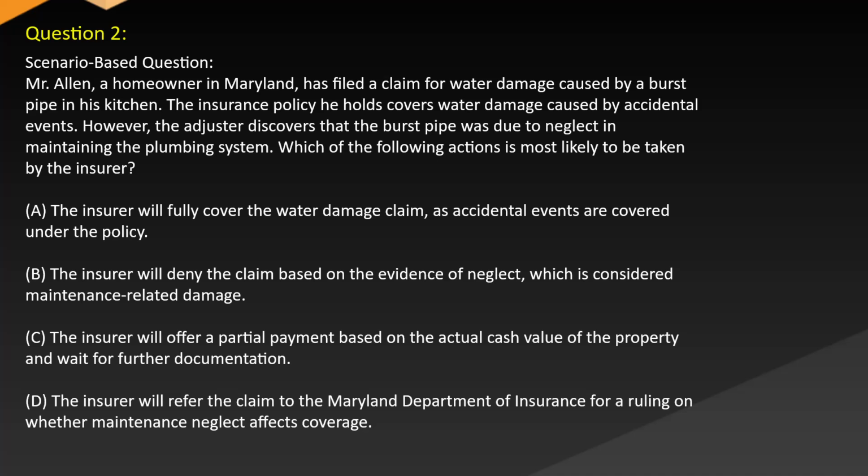A. The insurer will fully cover the water damage claim as accidental events are covered under the policy. B. The insurer will deny the claim based on the evidence of neglect, which is considered maintenance-related damage. C. The insurer will offer a partial payment based on the actual cash value of the property and wait for further documentation. D. The insurer will refer the claim to the Maryland Department of Insurance for a ruling on whether maintenance neglect affects coverage.